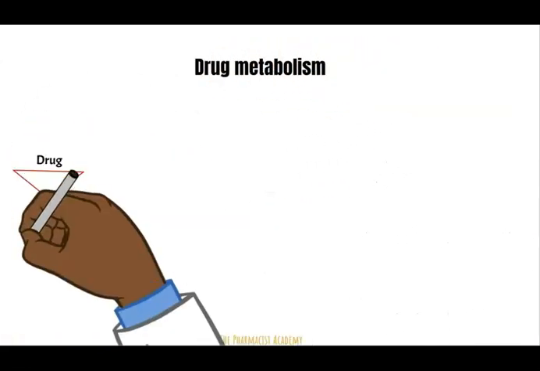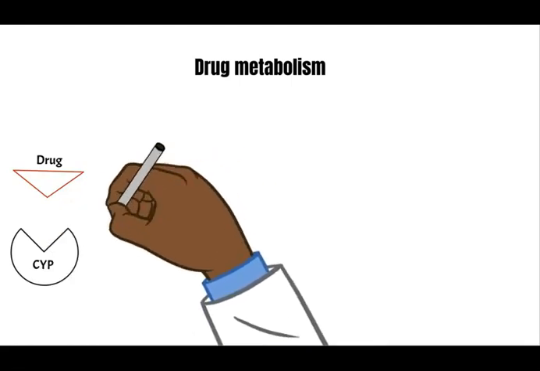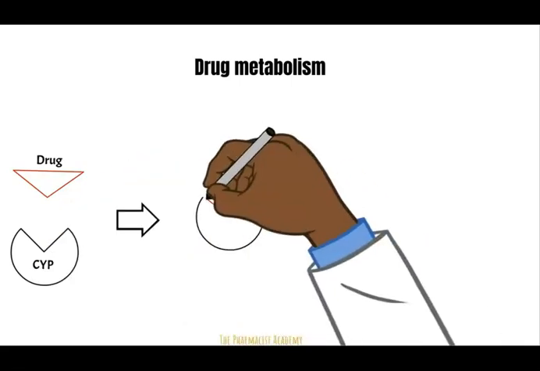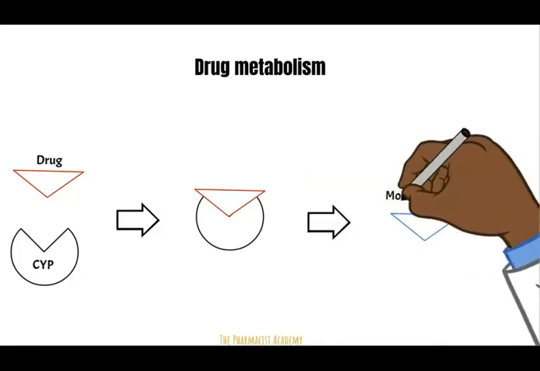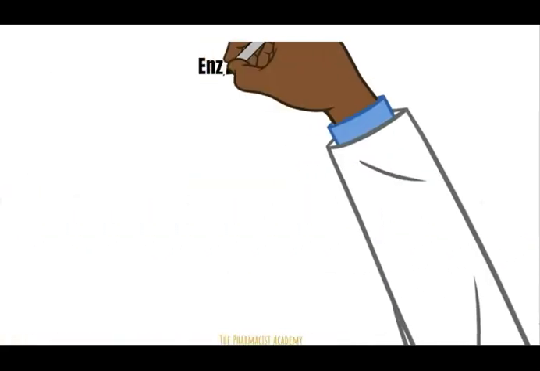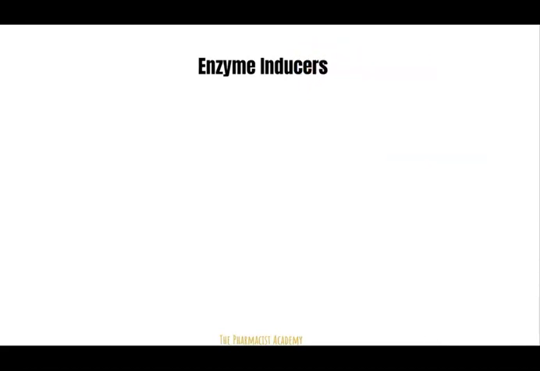So let's say we have a drug here and also the CYP enzyme here. Now try to visualize the drug or substrate binding to the CYP enzyme to form a complex. This would then release a more polar form of the drug. So drugs can affect the activity of the CYP enzymes. The effects can be characterized as strong, moderate, or weak.